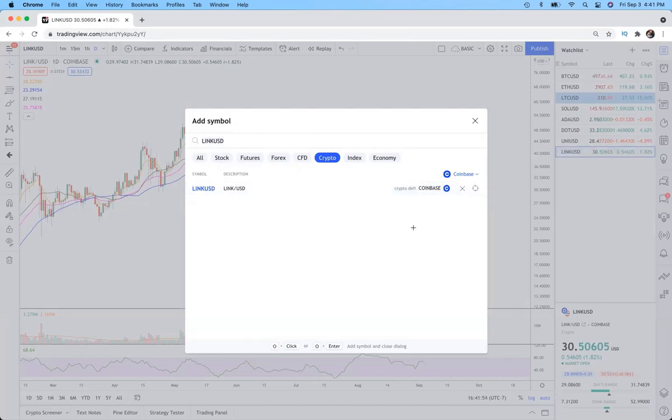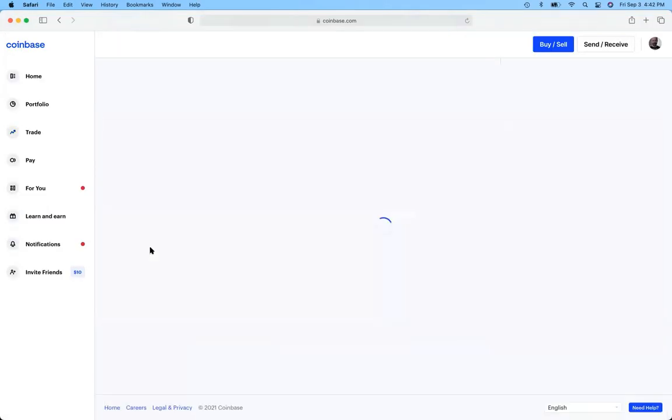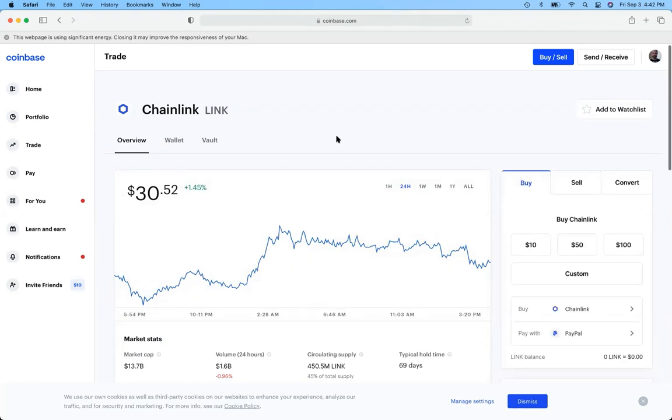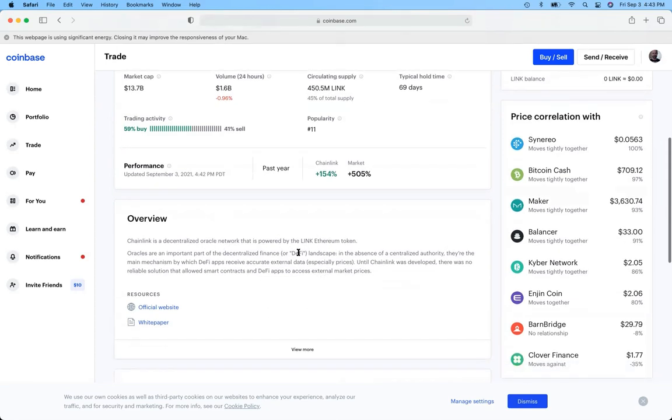All right, it's in. So this is in the list, and a quick diversion. Inside link, you click on it, and then you want to read the description. So what does link do? This is a decentralized Oracle network powered by Link Ethereum. Let's see if there's anything important. In the absence of centralized authorities, they're the main mechanism by which DeFi apps receive accurate external data. Until Chainlink was developed, there was no reliable solution that allowed smart contract and DeFi apps to access external market price. So this seems like a very unique feature that Chainlink has. So this already by itself gives value to it.